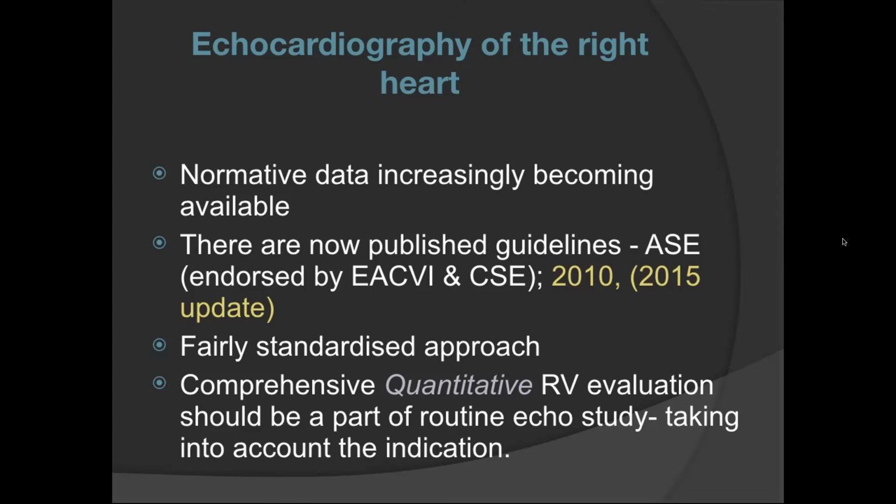And more recently, we have the 2025 guidelines, again further moving ahead with more data coming up, more normative data coming up for right heart evaluation. And we now have indexed values for males as well as females for subparameters. And we also now have a classification of mild, moderate, severe, which is again latest. The older presentations of mine did not even include mild, moderate, severe because we did not have these cutoffs. So now a comprehensive quantitative RV evaluation should be part of the routine echo study, taking into account the indication for which echo is being done.